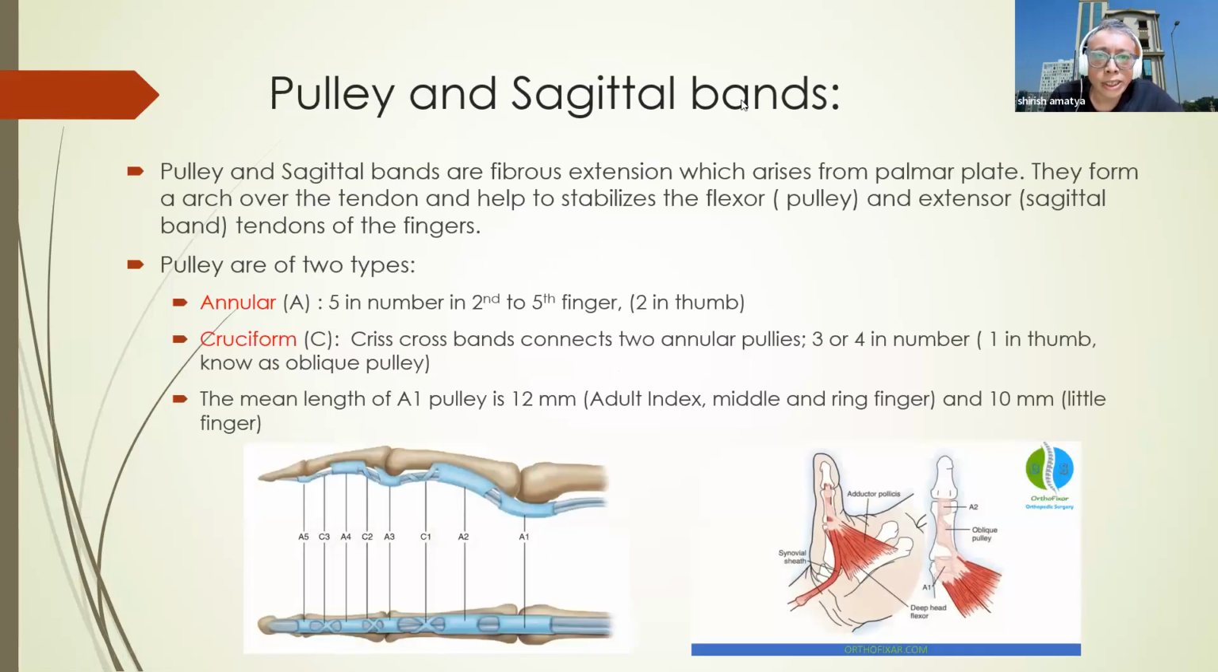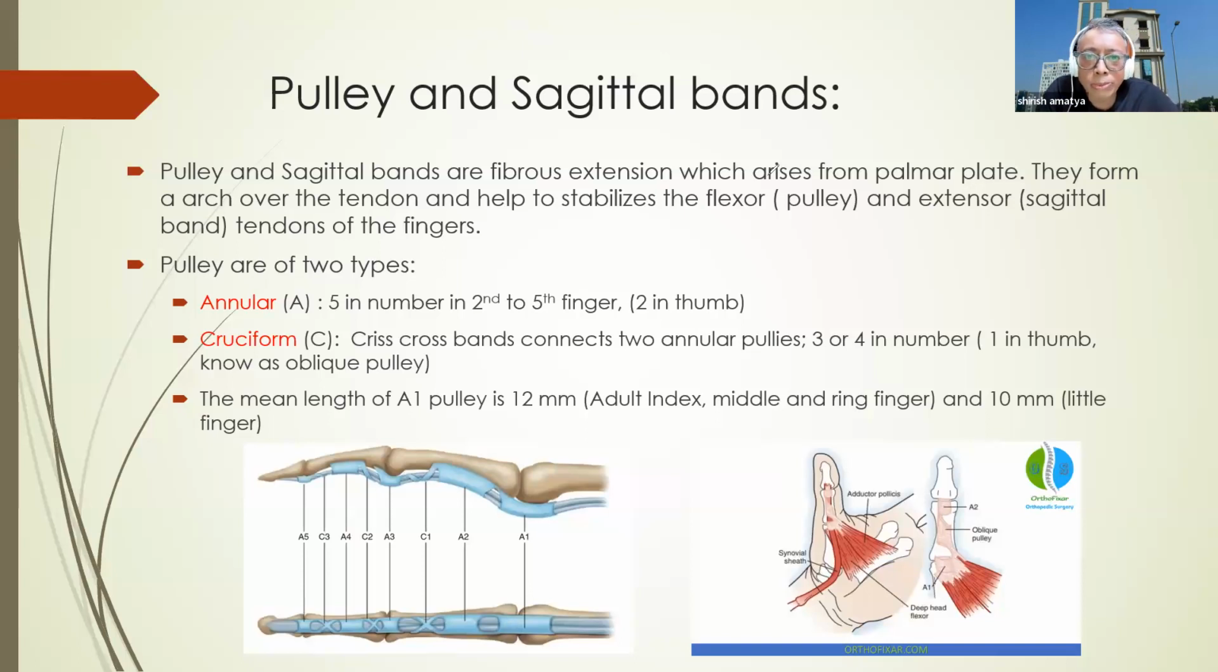These pulleys and sagittal band are basically fibrous extensions from the palmar plate. The palmar plate is a ligament present on the volar aspect of the hand over the metacarpophalangeal joint, as well as the proximal interphalangeal joint. From these ligaments, fibrous arches arise which cover either the flexor tendon or the extensor tendon and help to stabilize it.